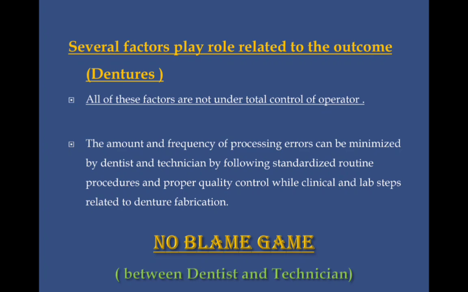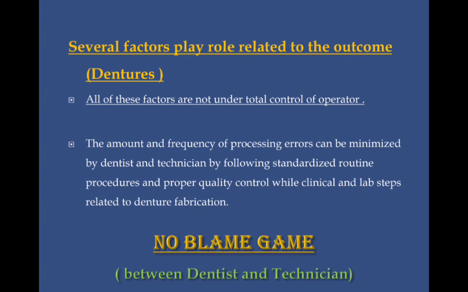And next is incorrect recording of jaw relation. So all the steps which we do, the clinical steps as well as the lab steps, so inaccurate recording of jaw relation must be avoided. That is the first step, the recording of centric relation. So that is to be accurate. And next is your mounting. During the mounting procedure, again you need to take care that there is no faulty mounting. Faulty mounting and faulty programming of the articulator, all these things should be eliminated as much as possible.